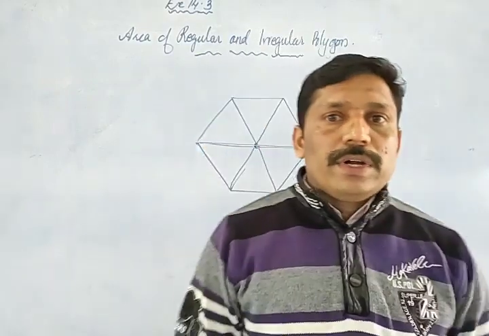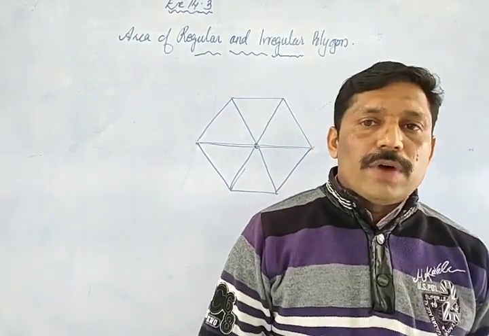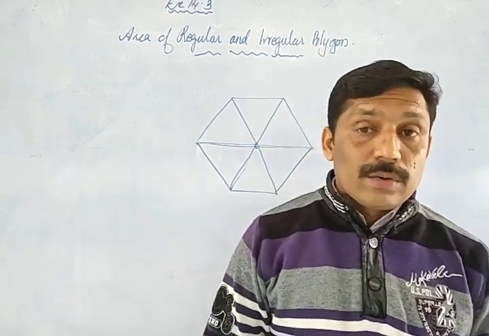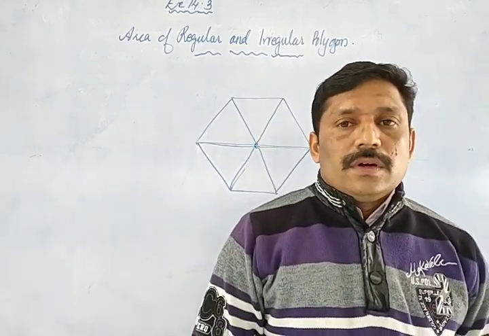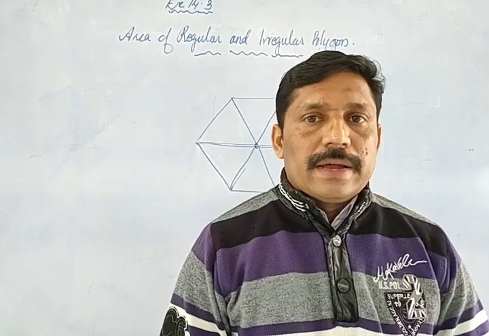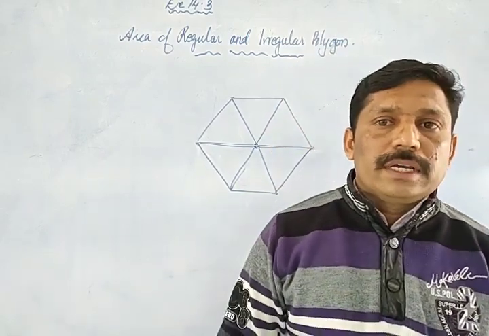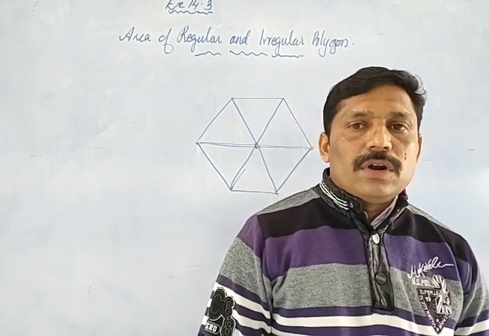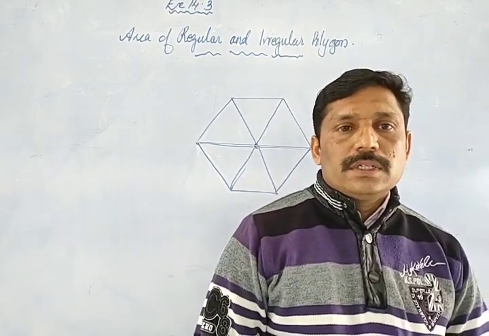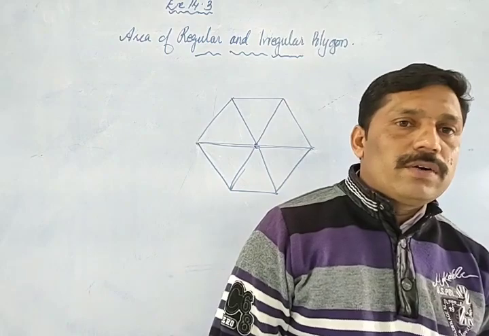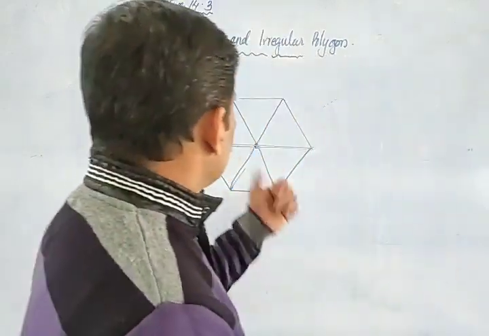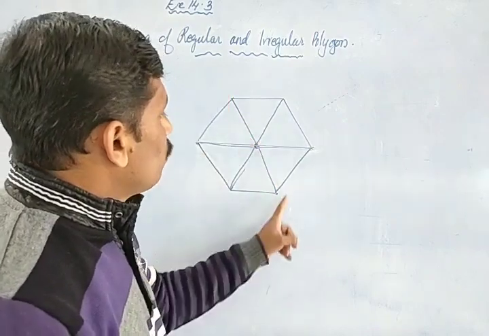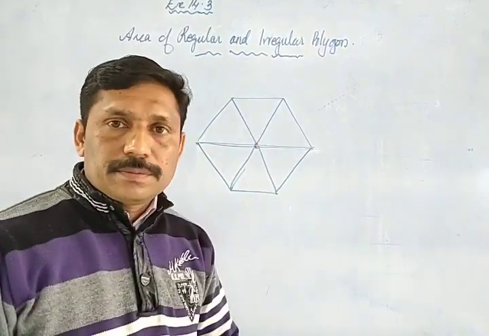Students, today we are also going to learn how to find the area of a regular polygon and an irregular polygon. What do you mean by a regular polygon? A regular polygon is a polygon whose sides are all equal. Such a figure is called a regular polygon. So we can divide a regular polygon into different triangles. That means here I have made a regular hexagon.